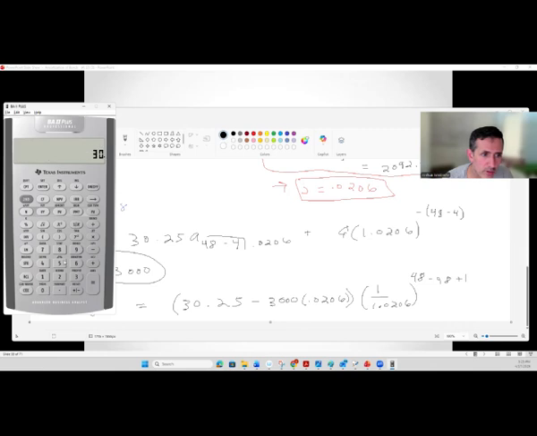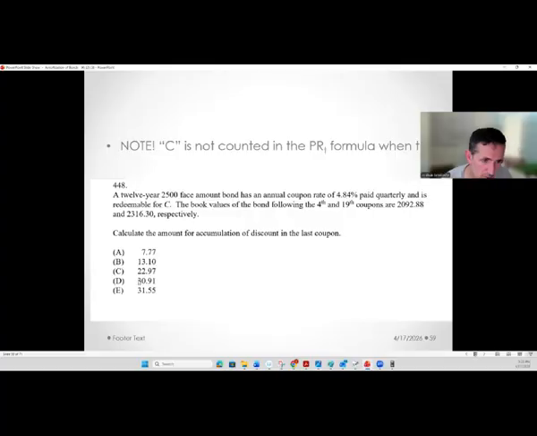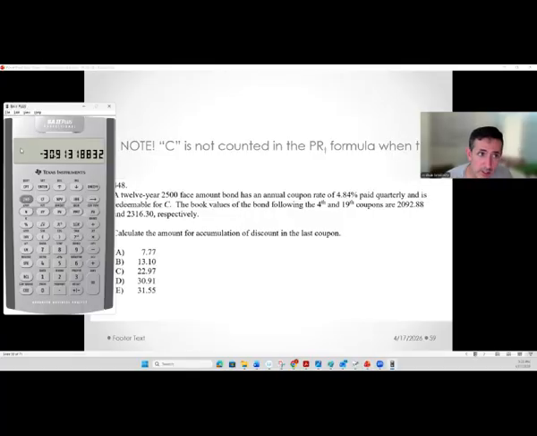Going 30, 25 minus 3,000 times 0.0206 divided by 1.0206, and lo and behold, 3090. Again, this is negative. It should be negative. Principal or paid is negative. The accumulation of discount is how much more your outstanding balance grew by. That means principal or paid is negative.